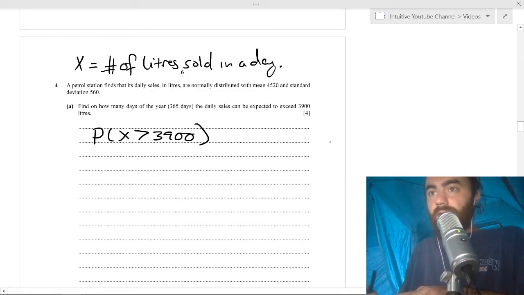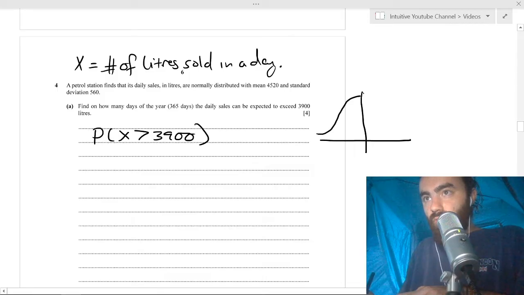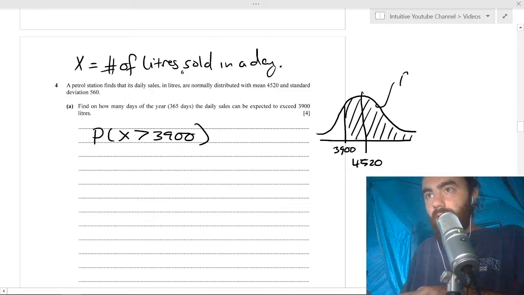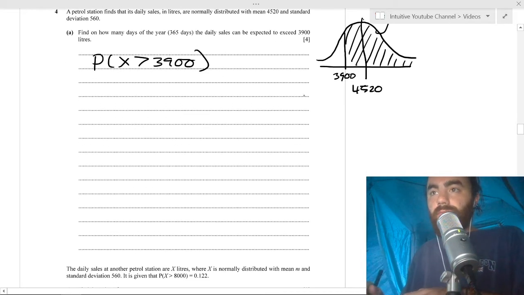We know that these are normally distributed, so let's have a look at how it would look. We have a mean of 4,520, and we want to know the probability that it's greater than this. So this is this area. What is this area? It's the probability that it's greater than 3,900 for this distribution.